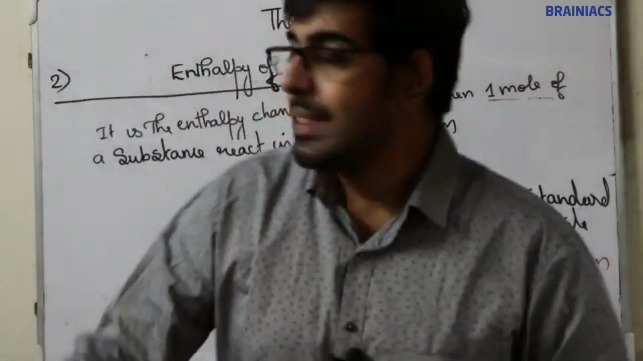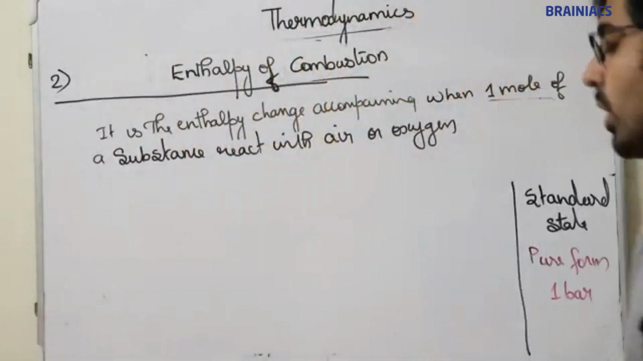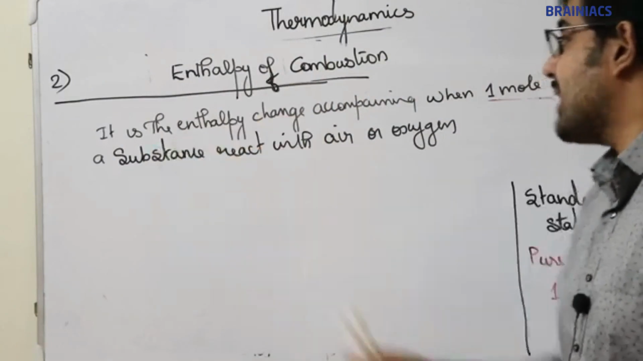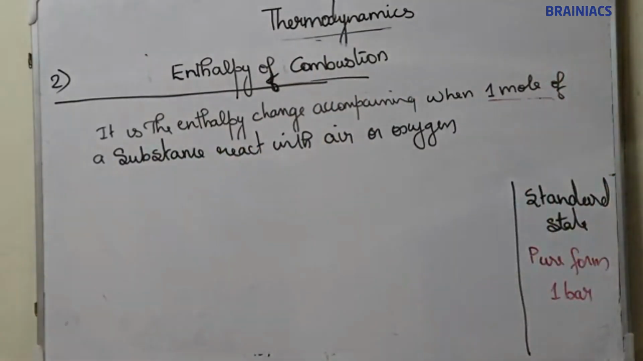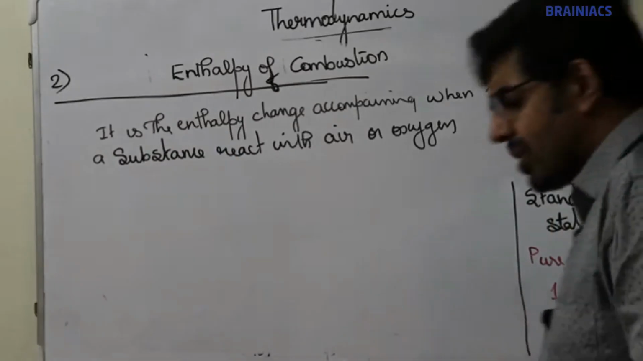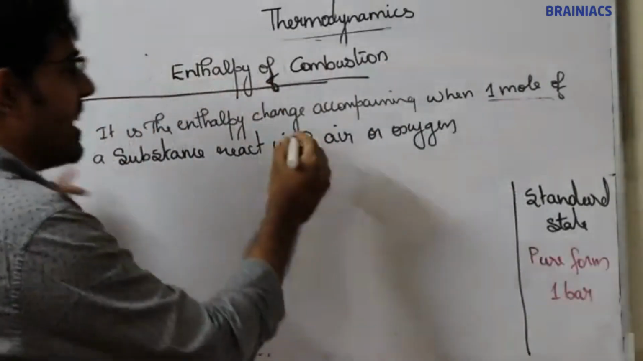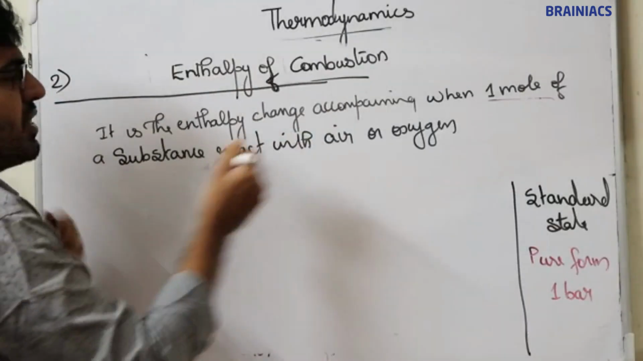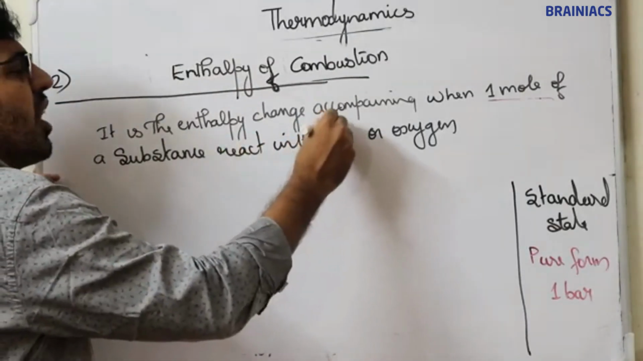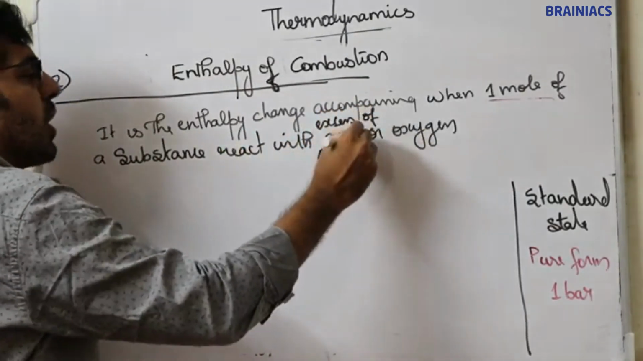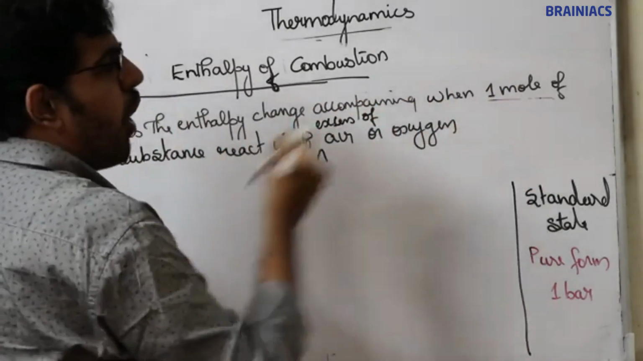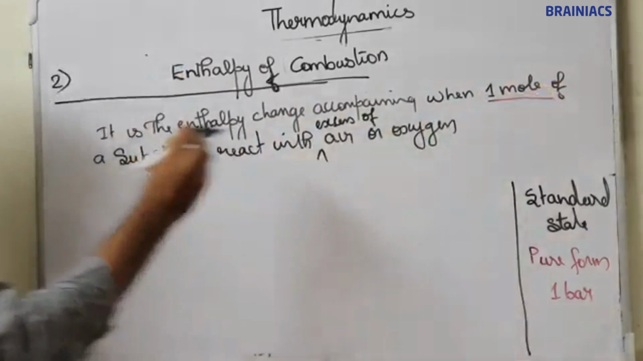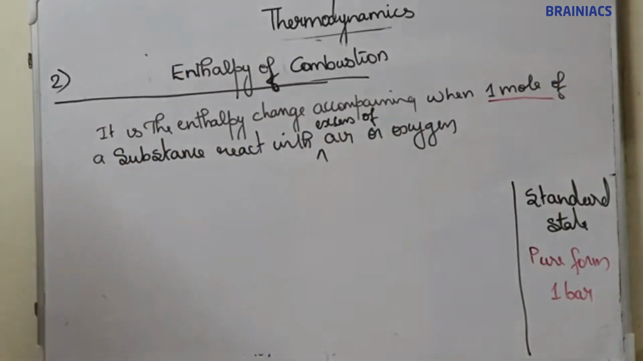Moving on to second enthalpy, that is enthalpy of combustion. Now, what is enthalpy of combustion? It is the enthalpy change occurring when 1 mole of a substance reacts with excess of air or oxygen.